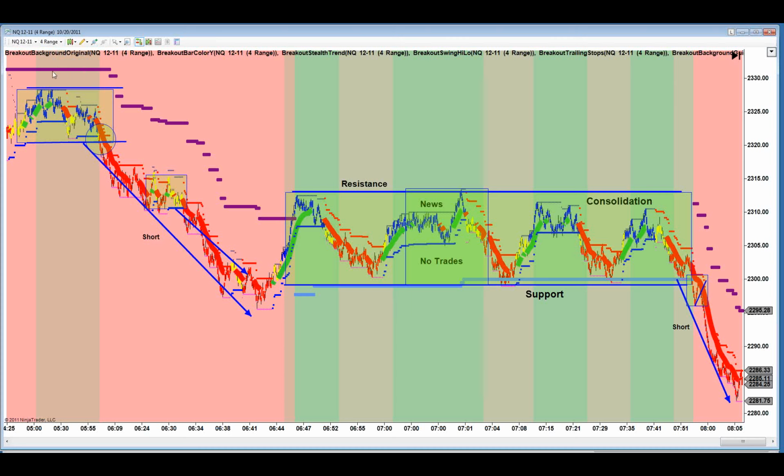So, for instance, here, this was telling you we were looking for shorts. See how you're underneath the guidance dots? And then basically we blip up through it here on this little bounce. And then pretty much it was trying to show you to stay to the long side all the way till it broke over here.